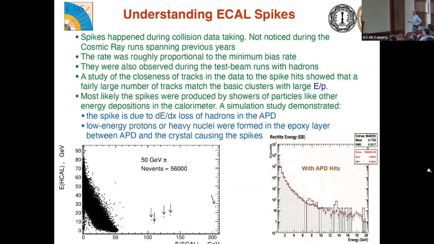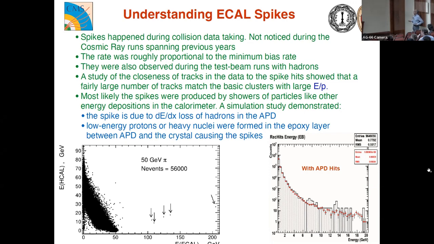So a working group was set up, as whenever we have problems. First of all, the spikes happen only during collision data, and were not noticed during the cosmic ray runs spanning the previous years. The rate was roughly proportional to the minimum bias rate. And there was an extensive beam test performed prior to that, and they were not observed whenever the beam tests were done with electron beams.